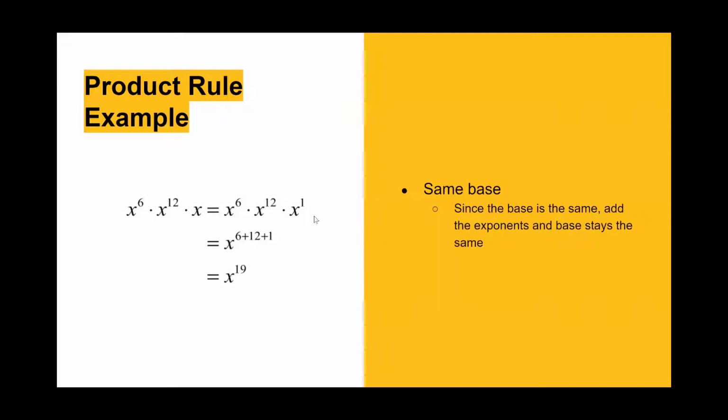And then we have examples of the product rule. We have the same base example here. Since the base is the same, you add the exponents and the base stays the same. So here you have the base being x and the exponents being 6, 12, and 1. You add those together to equal 19. So you have x raised to the 19th power.